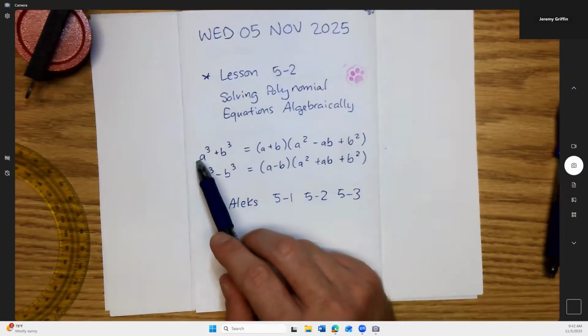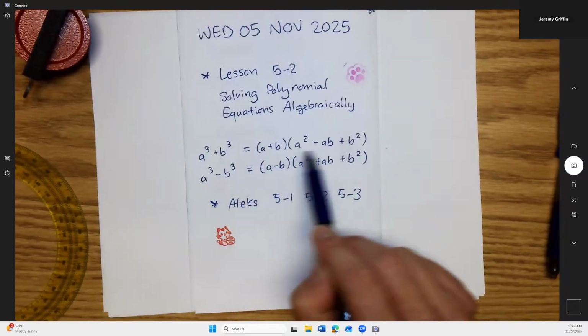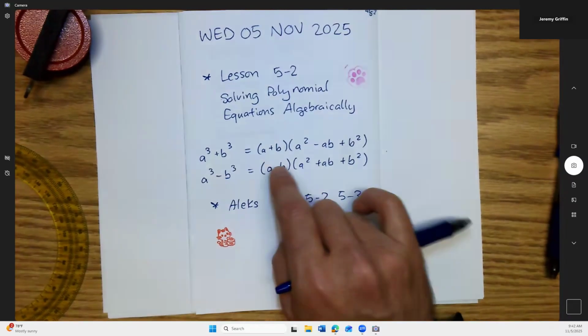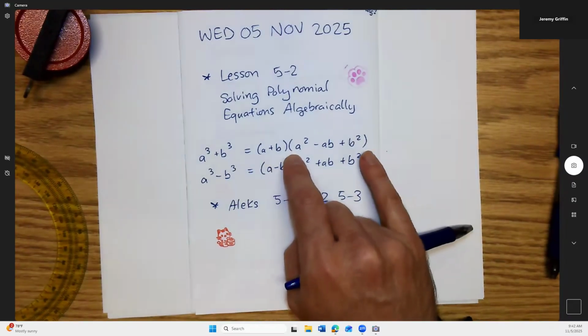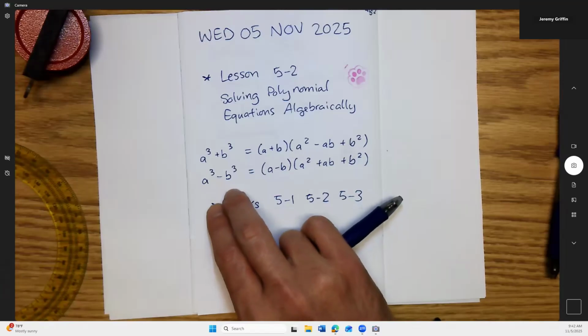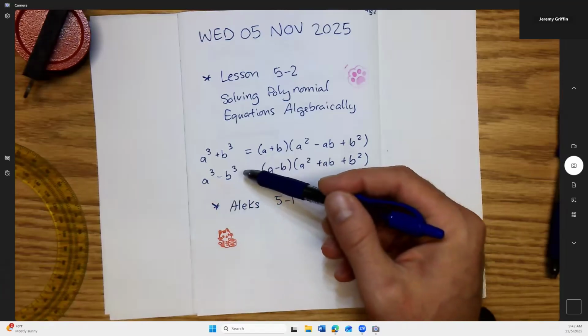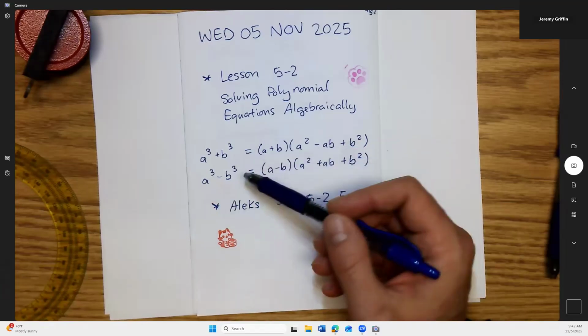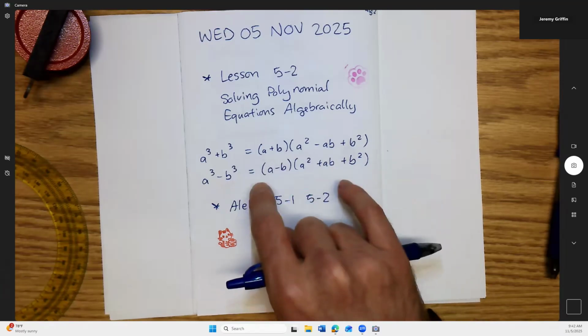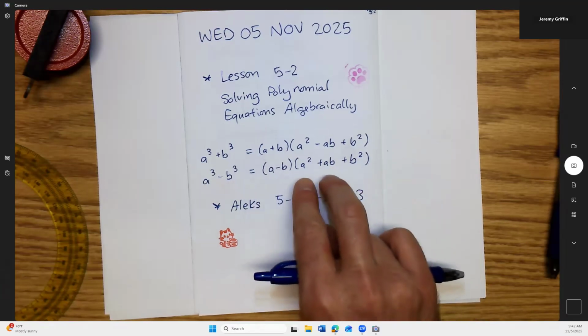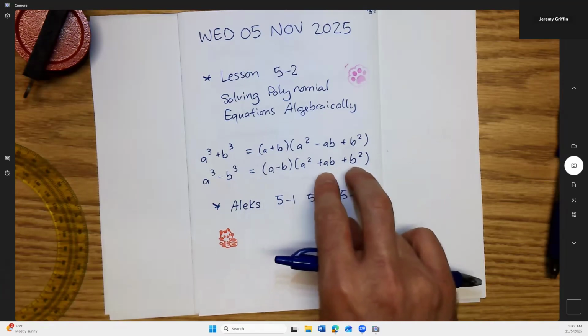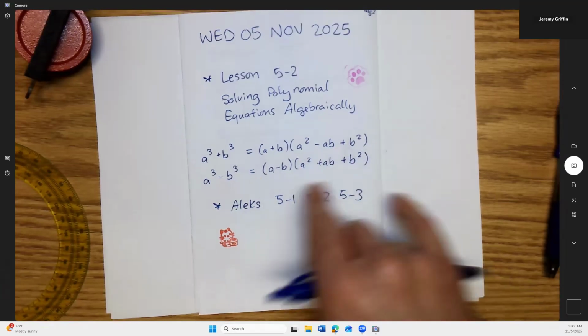It turns out that a cubed plus b cubed, you can actually factor interestingly this way: a plus b, and then all that multiplied by a squared minus ab plus b squared. And if you have a cubed minus b cubed, which you can actually derive from just making b a negative number, what you end up getting is a minus b, and then a squared plus ab plus b squared. So be careful about what's negative and what's positive.